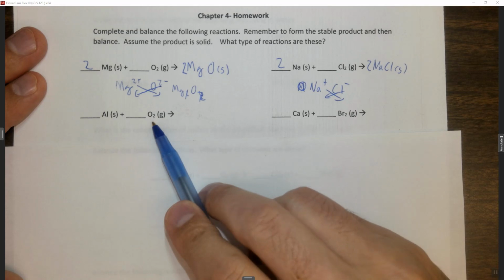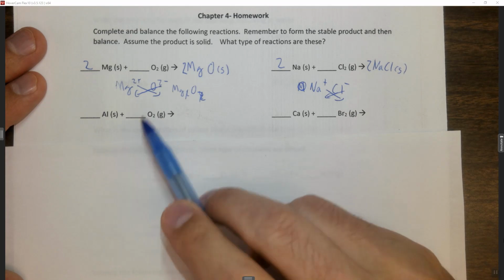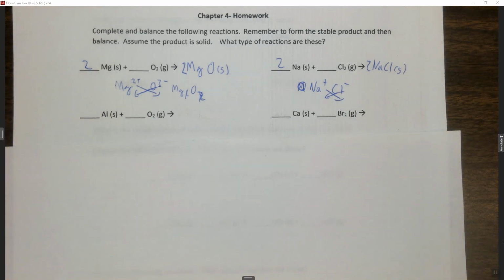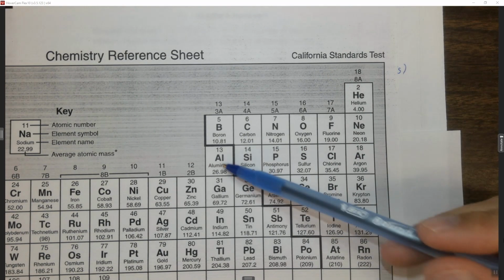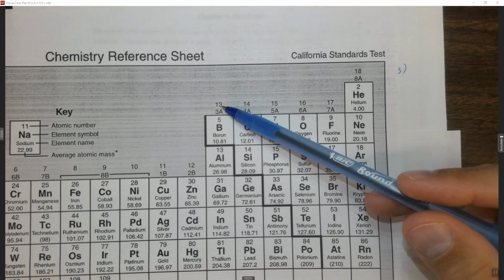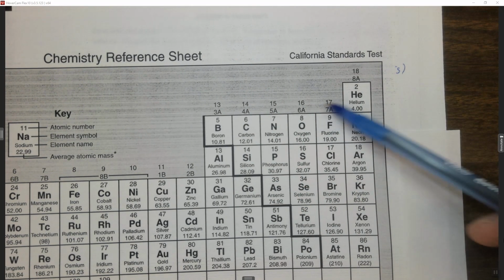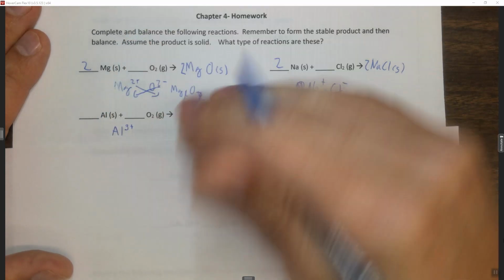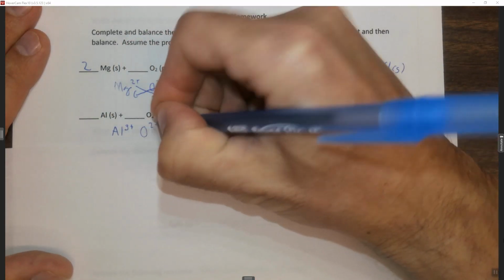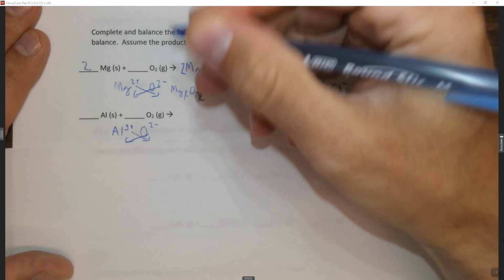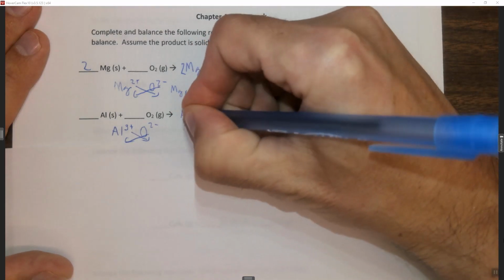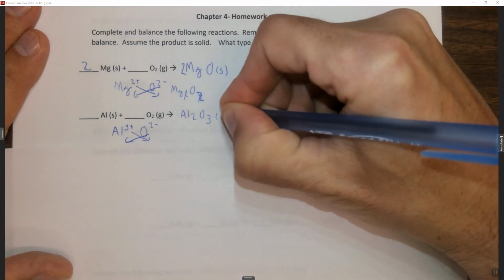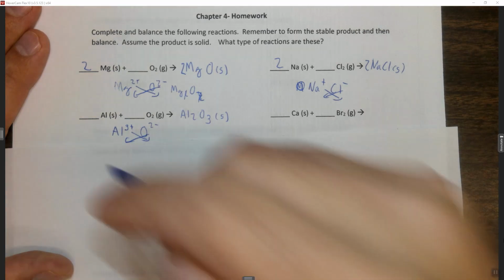We have Al and O2. In this case, aluminum oxide is going to be the product, and that you would find in sandpaper or something like that. So find your aluminum. It's a 3A metal, so it's plus 3. Oxygen still in 6A, so it's still minus 2. So we have Al3 plus and O2 minus. Cross them, and what we end up with is Al2O3 solid.